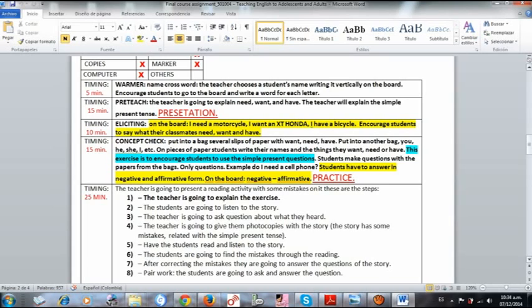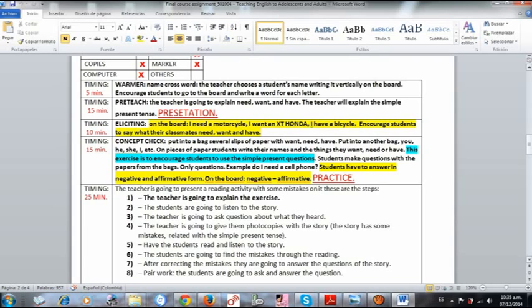So I put an example on the board. I need a motorcycle. I want an XT Honda, which is the model, and I have a bicycle. And we encourage students to use the same model I used. Then the concept check. You check if they understood what you taught, right? So here is the practice. The pre-teach is presentation, and then the practice.